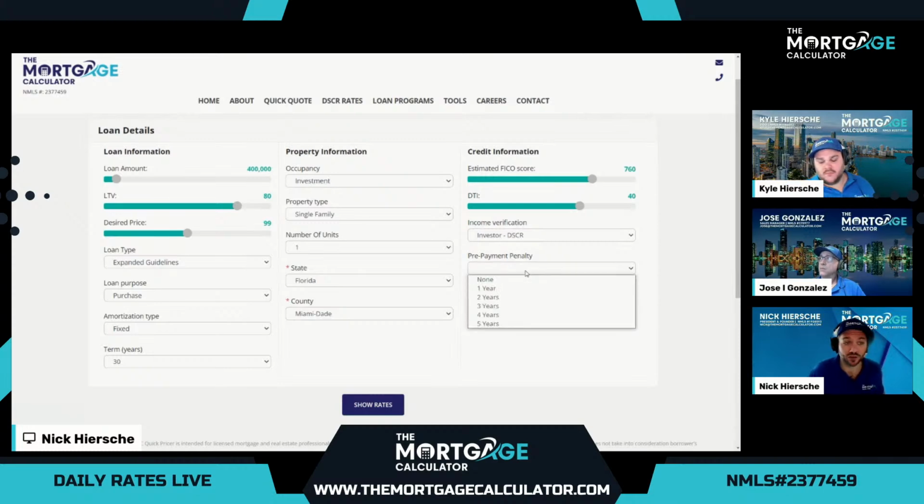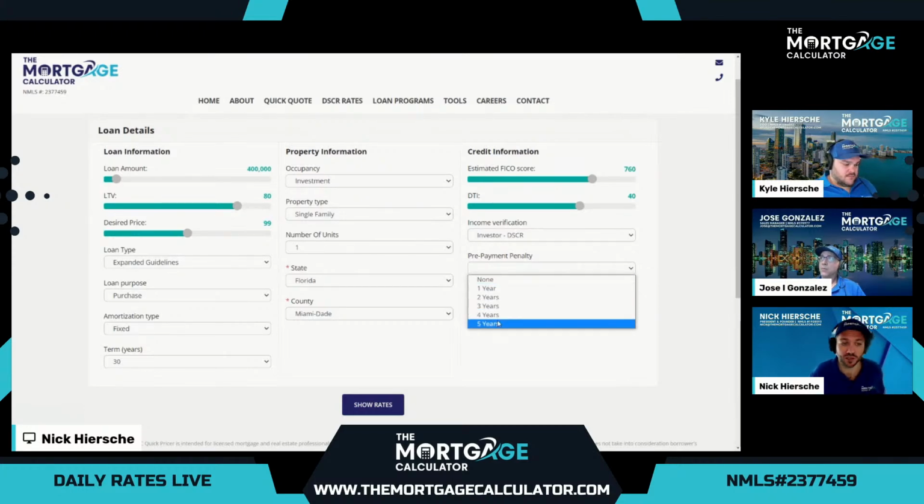Now, we do have to set our prepayment penalty here on a non-QM investment property. The standard prepayment penalty is 3 years. That's pretty standard for these programs. Of course, we can choose 0 or none. That would limit our loan programs and cost us more. So for our demo today, we're always going to choose 3 years, pretty standard.